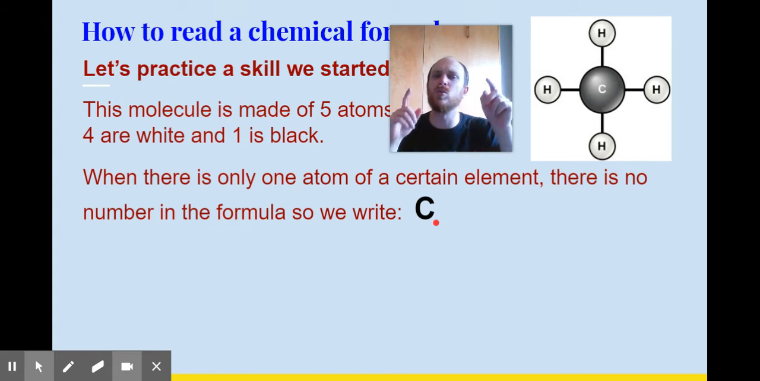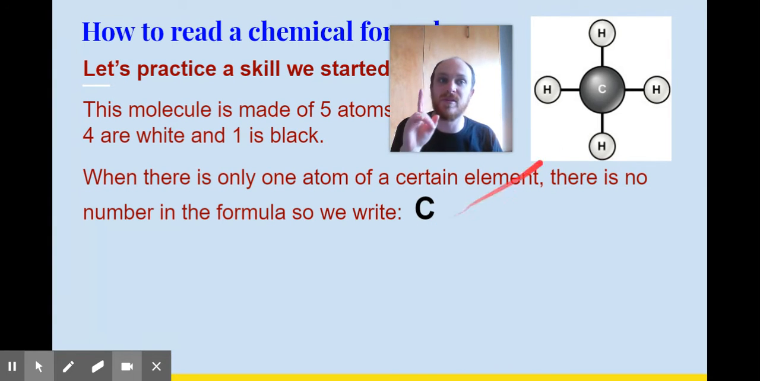Sometimes if you were in my classroom and you weren't sure, I'd walk by with my pencil, take it from behind my ear, and put a little 1 next to it. And you go, that means there's 1. So if there's no number, it means there's 1 carbon atom right here.